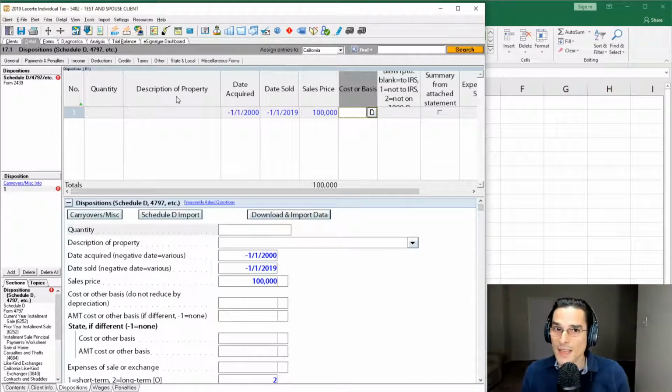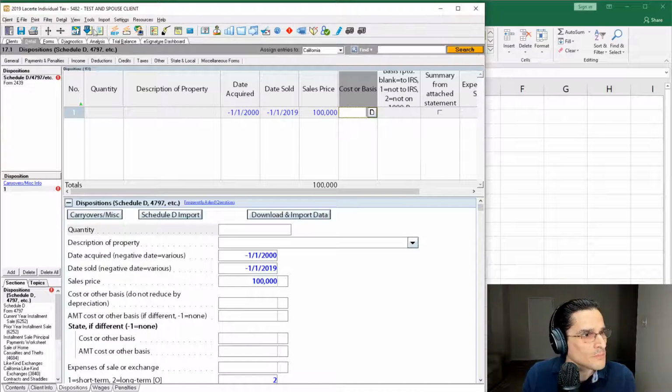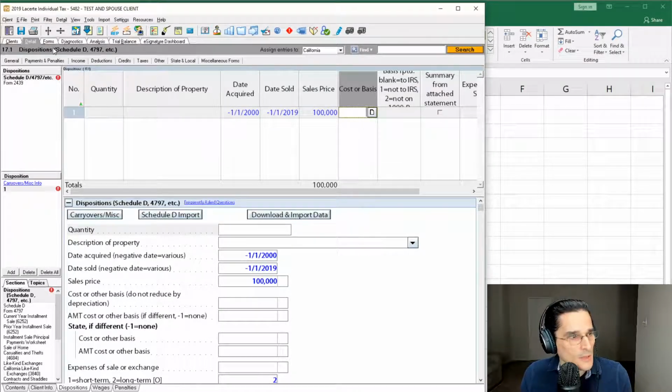If this was vacant land, then it should not have been depreciated. So if there was no depreciation, there's nothing to recapture. There's no unrecaptured gain. So we can stick to this example. Just know that if there was a building involved or any other sort of depreciable assets, this scenario would change significantly. All right, so now we have our 100,000. Let's just make sure that's all good.